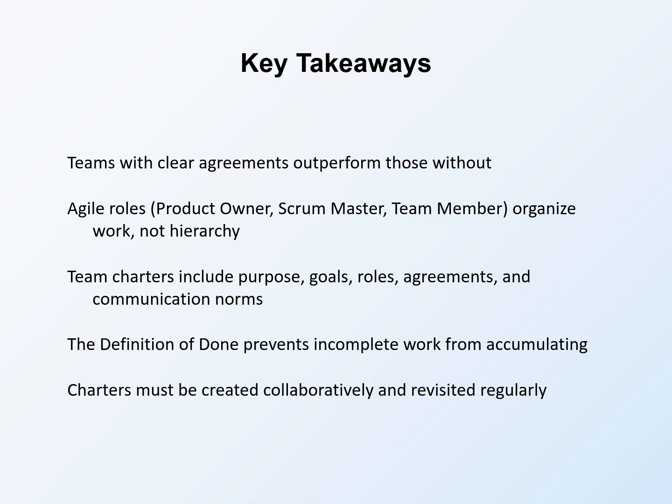Let's wrap up week 1 with our key takeaways. Teams with clear agreements consistently outperform those without them. Taking time to align pays dividends throughout the project. Agile roles, product owner, scrum master, and team member, organize work without creating traditional hierarchy. They clarify who does what without establishing who bosses whom. Team charters include purpose, goals, roles, working agreements, and communication norms. Each element prevents different types of team dysfunction.